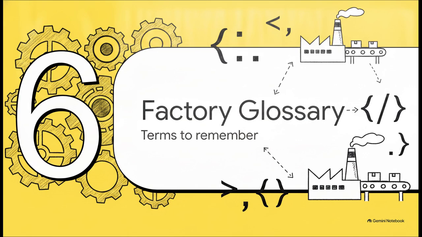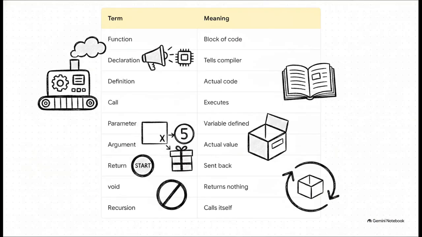All right, let's bring this all together. Section 6, the factory glossary. These are the essential terms you need to survive on the factory floor. Understanding C functions really just comes down to speaking the language. I highly recommend taking a quick screenshot of this glossary right now. It's your ultimate cheat sheet.